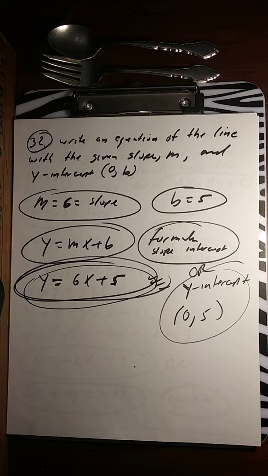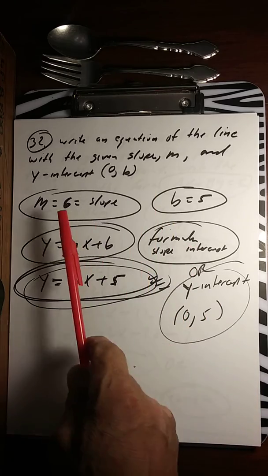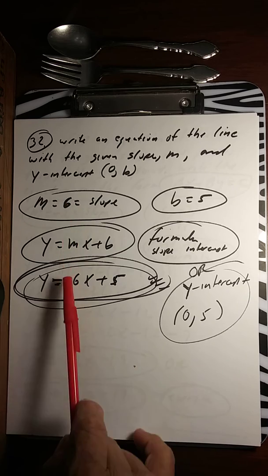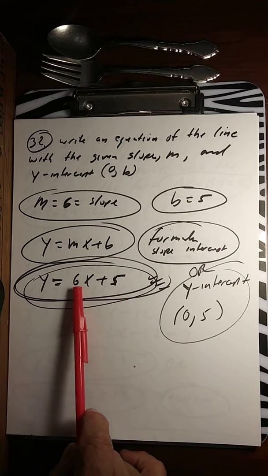Write the equation of the line that has a given slope and y-intercept. Slope is 6, the y-intercept is 5. y equals mx plus b. So slope is 6 and the y-intercept is 5. So y equals 6x plus 5.